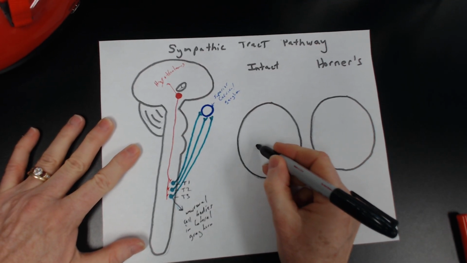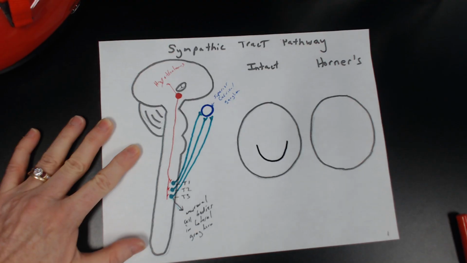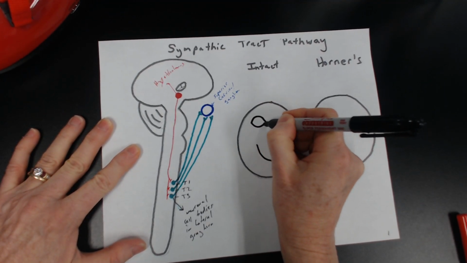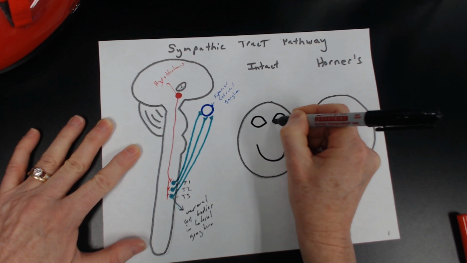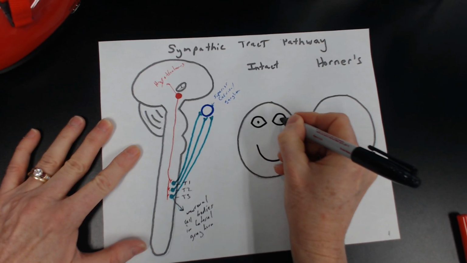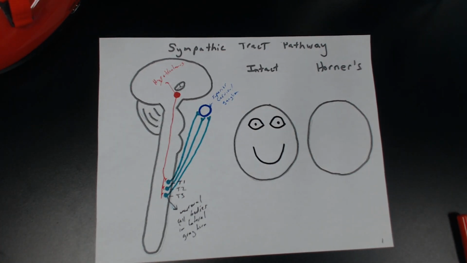Okay, the thing that's not going to change is it's a happy face. Okay, intact, you're going to have great big old open eyes, eyelids fully open, okay? And you're also going to have just a normal sized pupil. Everybody got it? Looking back here, the superior cervical ganglion, neuronal cell bodies are going to send out axons that synapse with 3 different things.